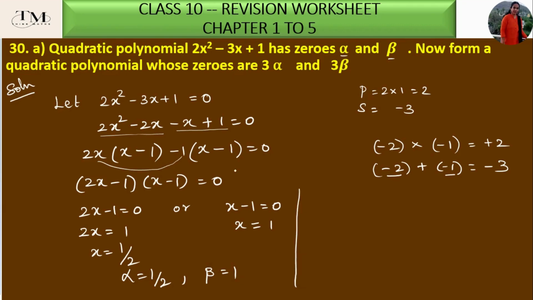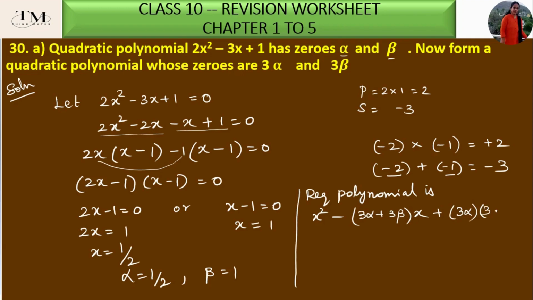So how will be the required polynomial whose zeros are 3 alpha and 3 beta? The required polynomial will be of the form x square minus, what are their roots? 3 alpha and 3 beta. So their addition, 3 alpha plus 3 beta, will be the coefficient of x. Then the constant term is nothing but their product, the product of the roots. So the roots are 3 alpha and 3 beta, which is equal to 0.